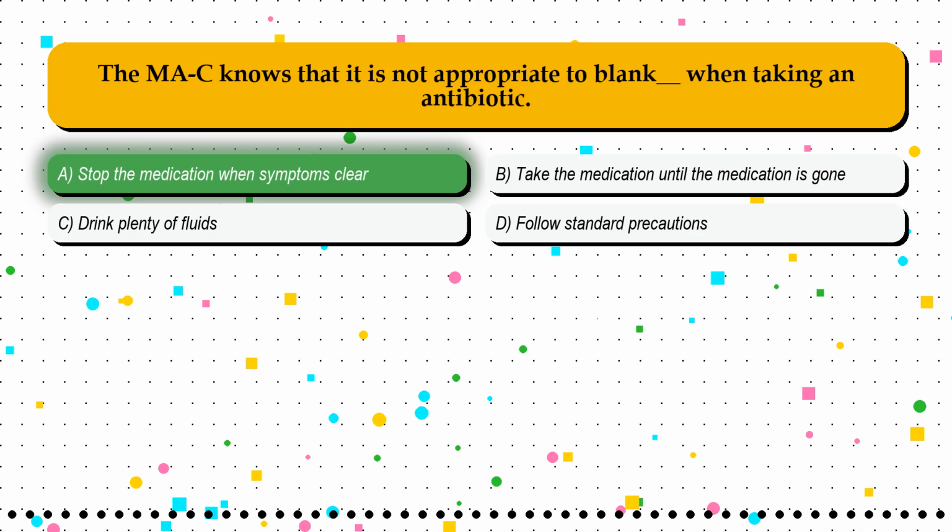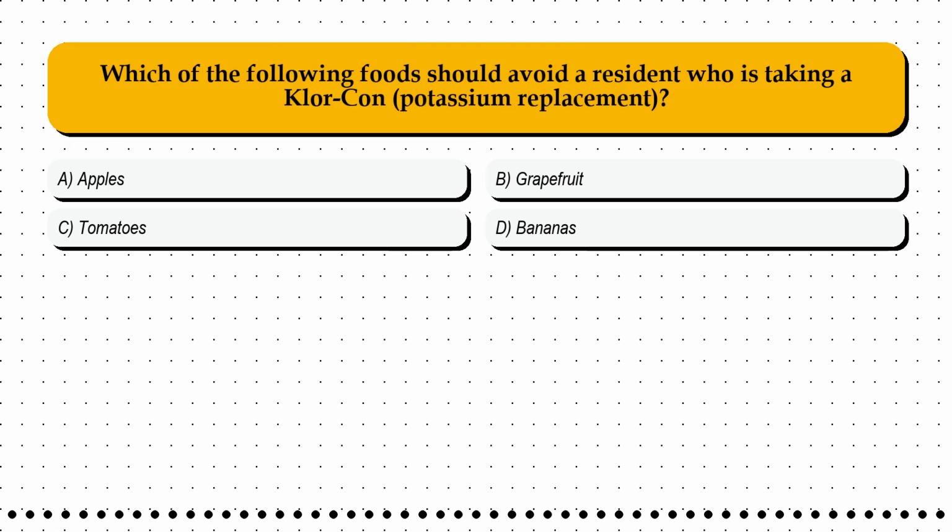The correct answer is option A. Stop the medication when symptoms clear. Question 280. Which of the following foods should a resident who is taking Klor-Con, a potassium replacement, avoid?